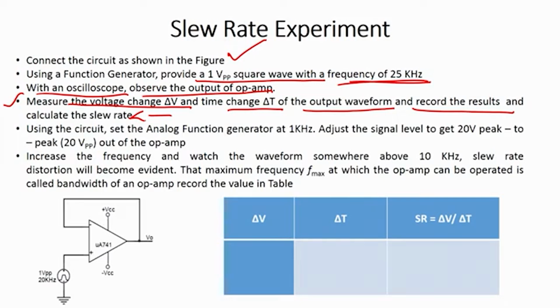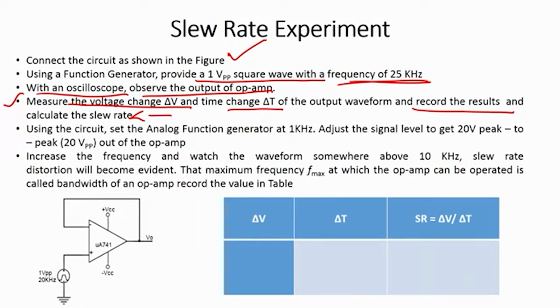First step, let us repeat: connect the circuit. Second, apply 1 volt peak to peak at 25 kilohertz using the function generator. Third, with an oscilloscope observe the output waveform. What we have to measure is the change in voltage delta V at time delta t of the output waveform, and from that we can calculate the slew rate SR, which is given by delta V by delta t.